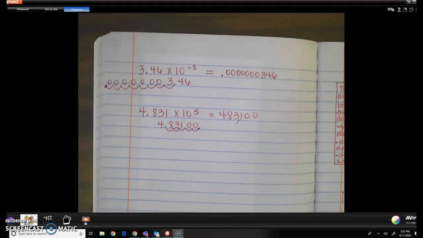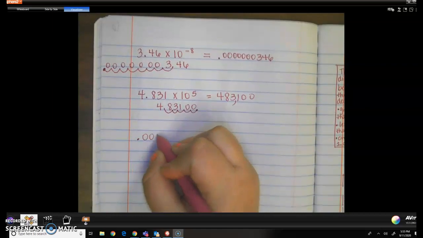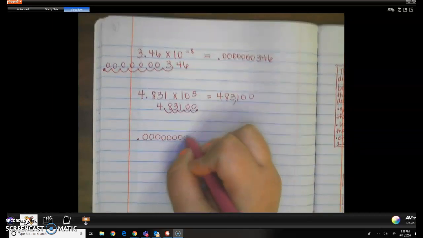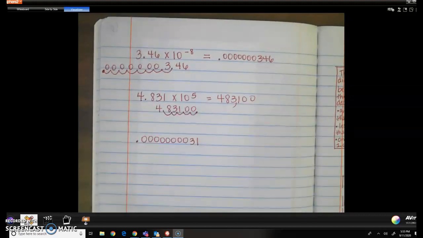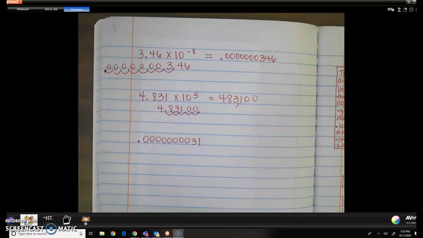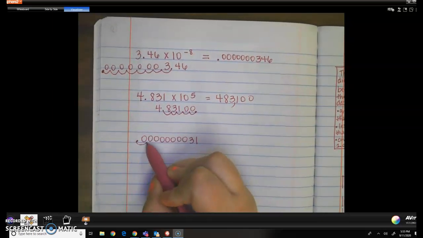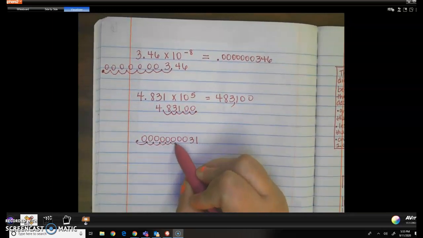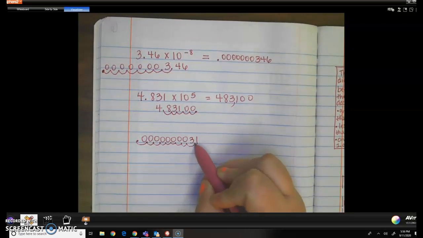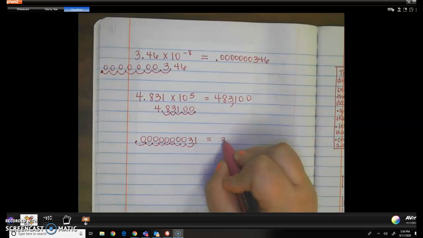Now let's look at the reverse of it. So a reverse would be if I have this number, 0.0, there are 8 zeros there, 3, 1. So I want to move it to where it stops when I have a number and then a decimal. And I don't want that number to be a 0. So if I move it, I have a 0, then a decimal. A 0, then a decimal. 0, decimal. I'm going to just keep moving it. When I stop here, I have 3 and then my decimal. So that's good. So it's going to be 3.1.